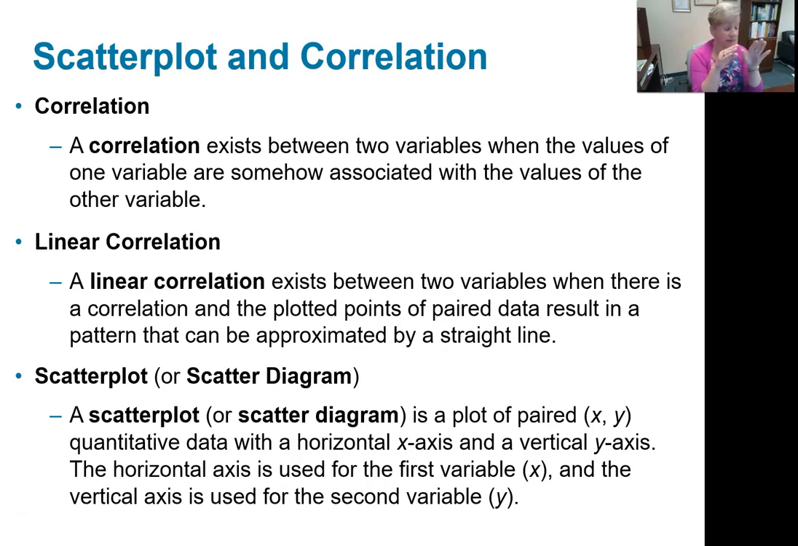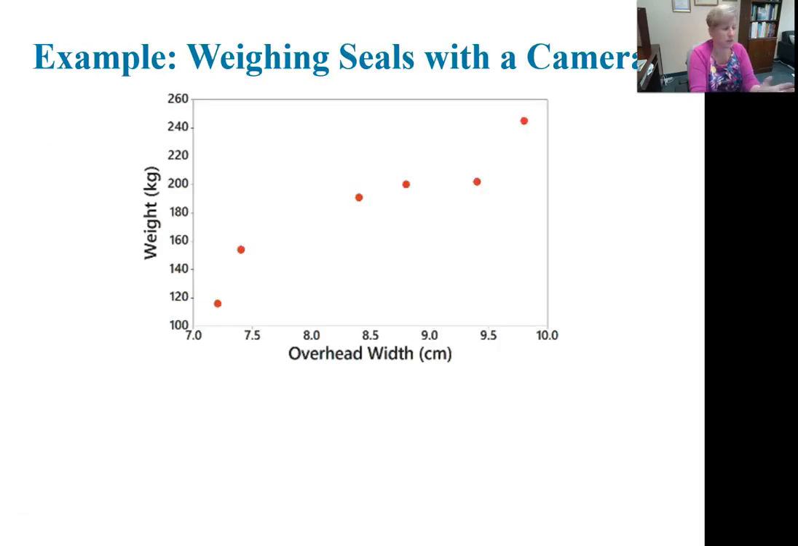And again, these have to be quantitative, right? We have to have numbers so that we can plot them on this two-dimensional grid. And then you will just look at those points and then decide. So as usual, looking at examples is going to make a lot more sense. So we're going to start here.